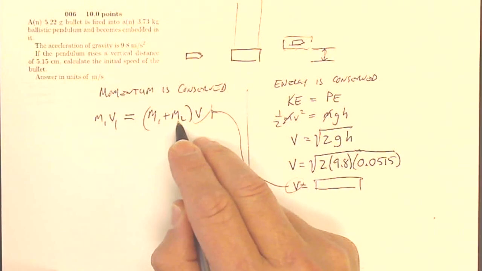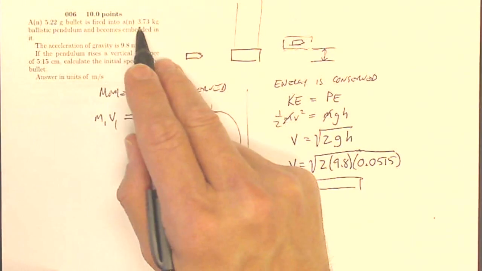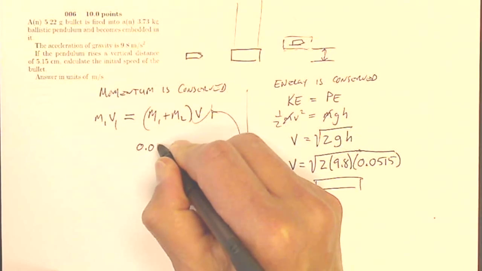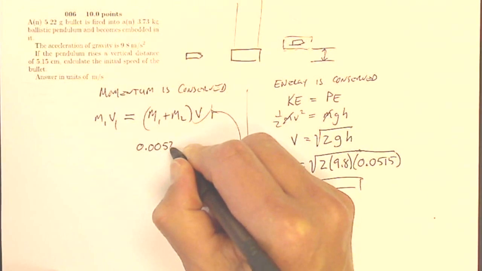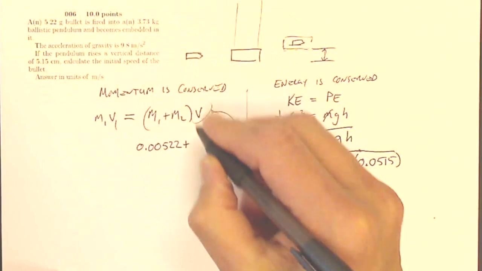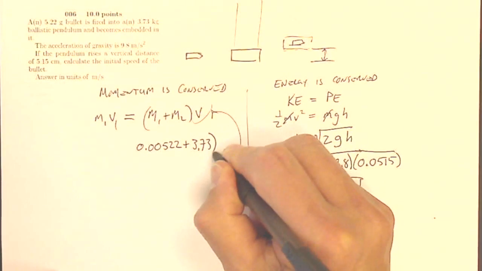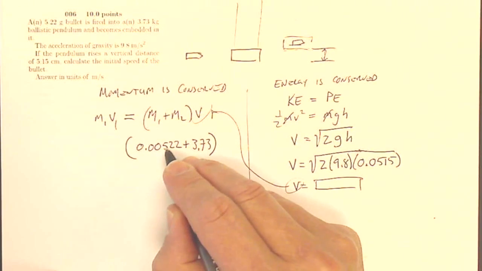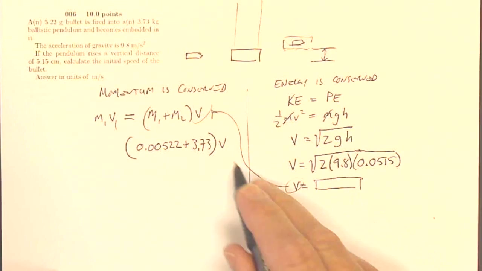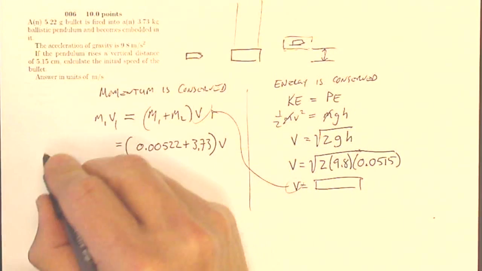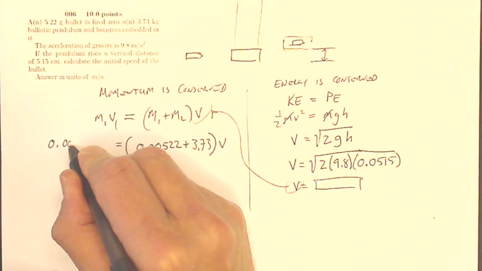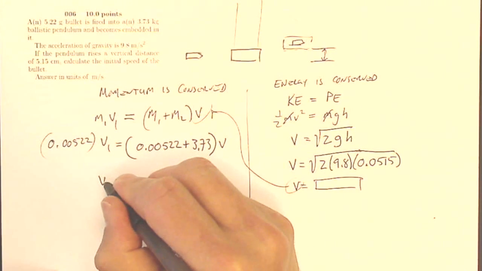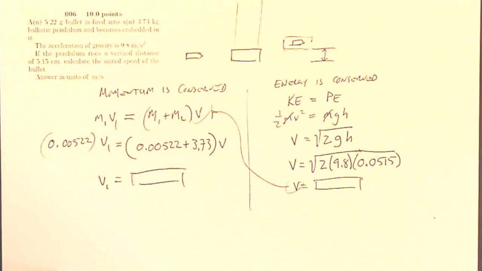So here's the mass of the bullet, mass of the block. Well, that's 0.00522 kilograms, and that's 3.73 kilograms. So this is going to be 0.00522 plus my 3.73. So that's 5.22 grams converted into kilograms, 3 decimal places. That times my velocity from down here is going to equal the mass of the bullet, 0.00522, times the bullet's initial velocity. So I can solve for my initial velocity of the bullet using that conservation of momentum.